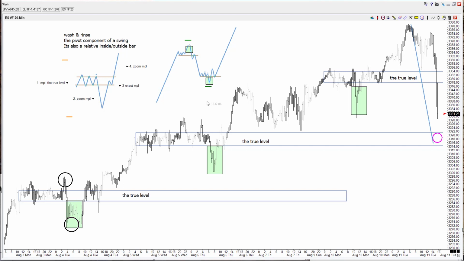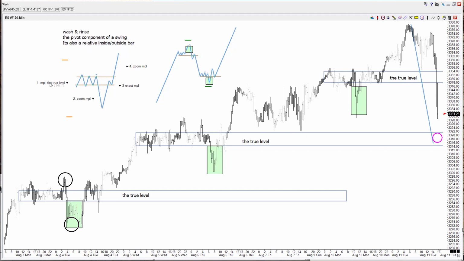In a swing, there are components, right? This is one leg, this is one leg, this is one leg. There's also a pivot component in a swing, and we call that the wash and rinse. It's a pivot component, and if you observe markets, you'll see this happen quite often. So what I've done is I've broken down this pivot component into process and steps, things that have to happen. And we'll talk about it a little bit.